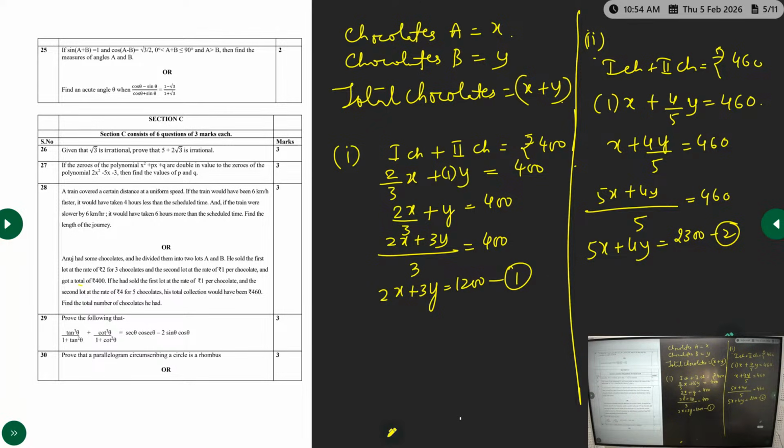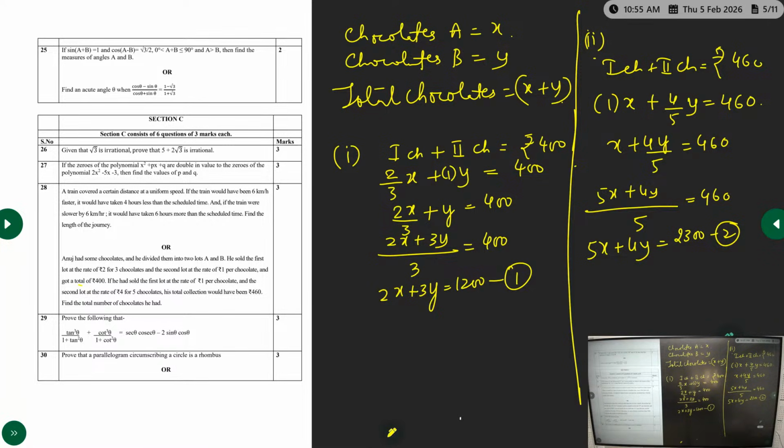Either you make the x coefficient the same or the y coefficient the same. If you are making x, it will be 10x, I guess. For the first equation, we will multiply by 5. The second equation we will multiply by 2. Now be careful when you are doing the sign conventions, plus and minus. You should not get the answer as negative. So y is equal to 200.